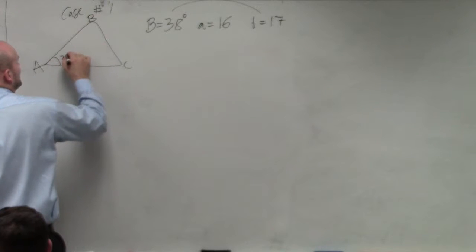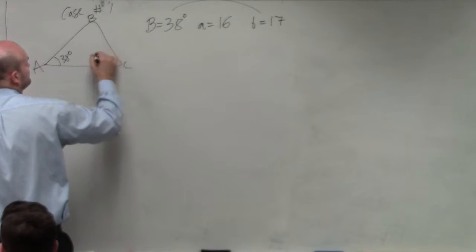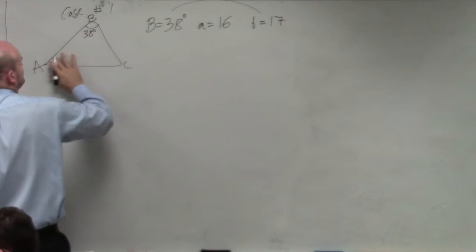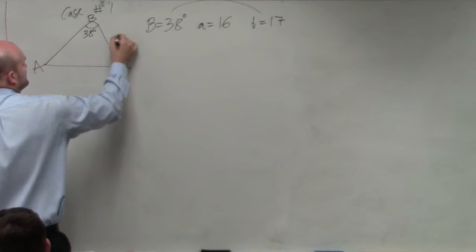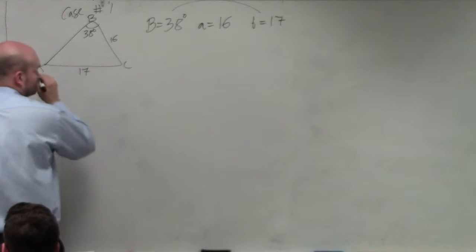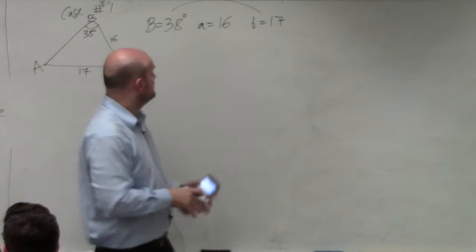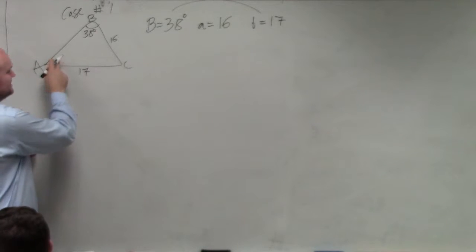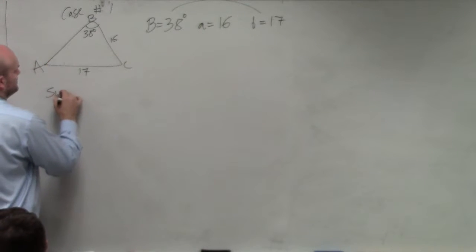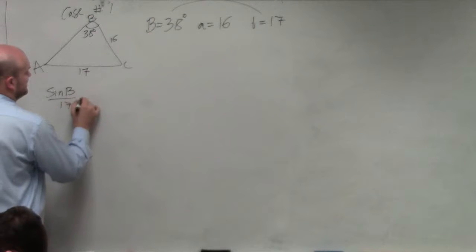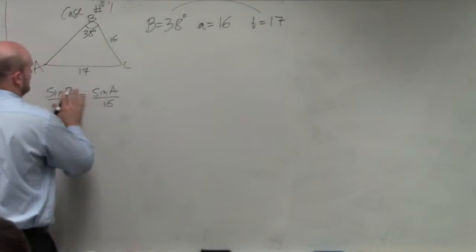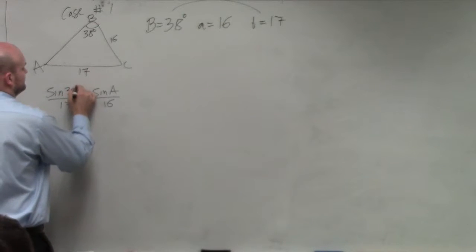So here's 38 degrees. A is 16, B is 17. Okay, so that's what we're given. So the first thing I realize is I should probably find A, right? That makes sense? So we'll do sine of B over 17 equals sine of A over 16. Sine of B is 38 degrees.